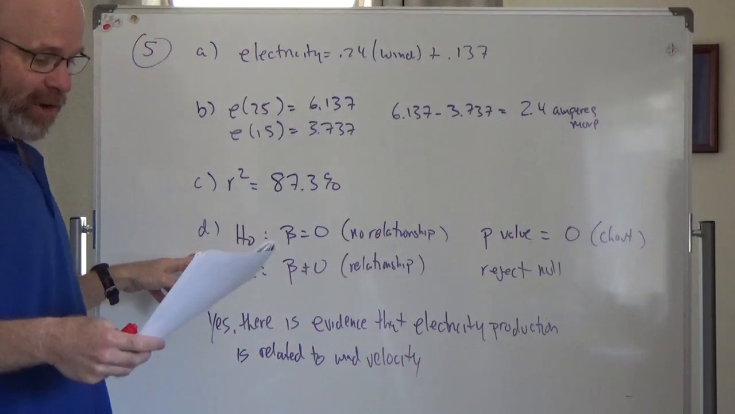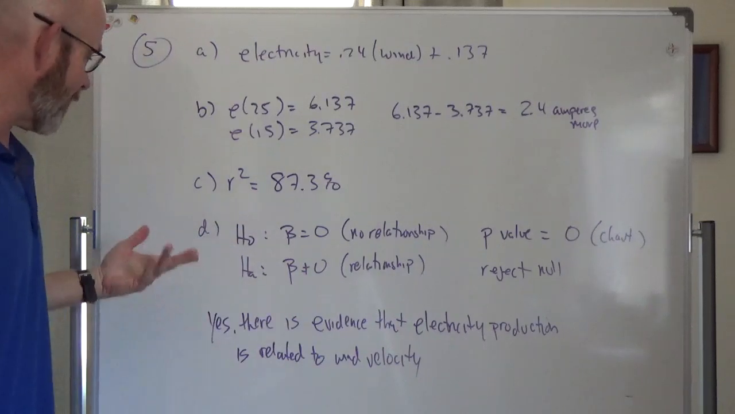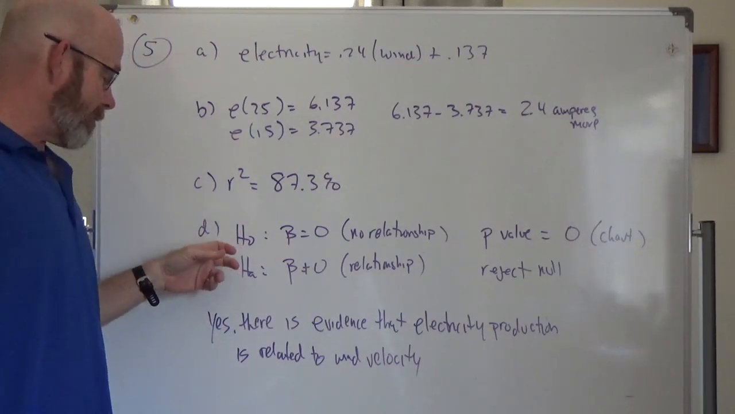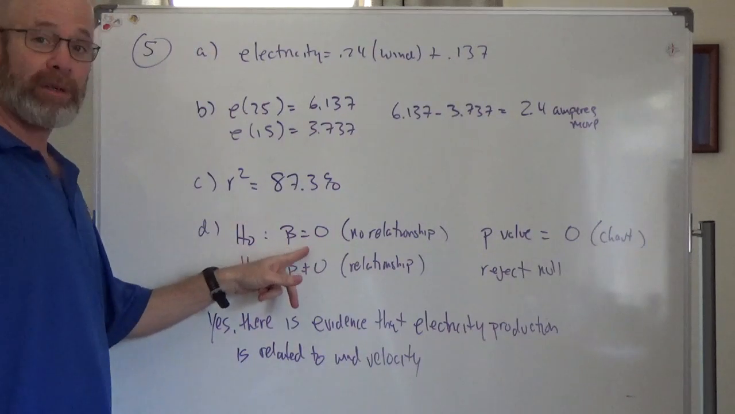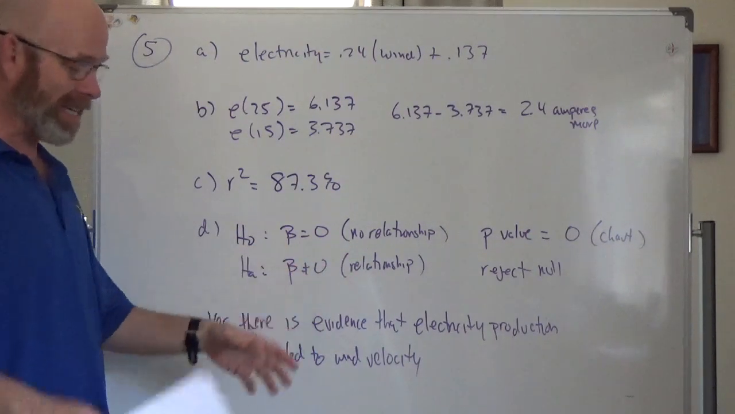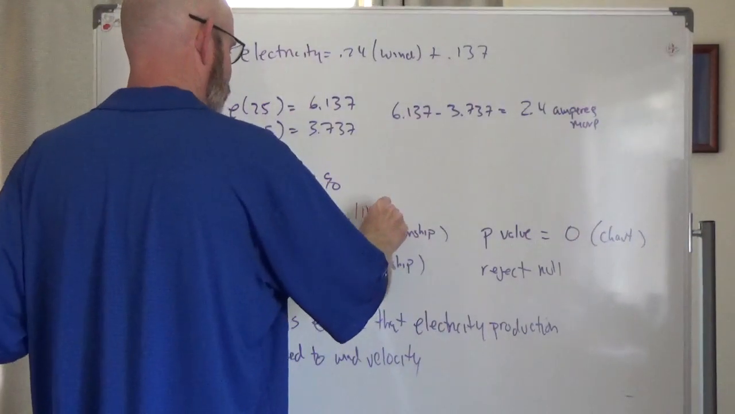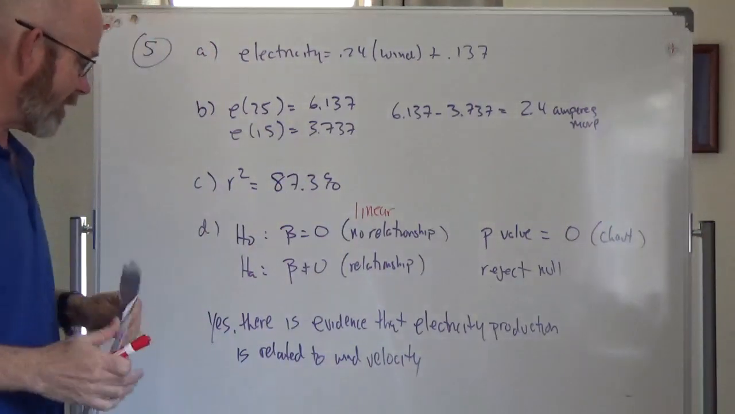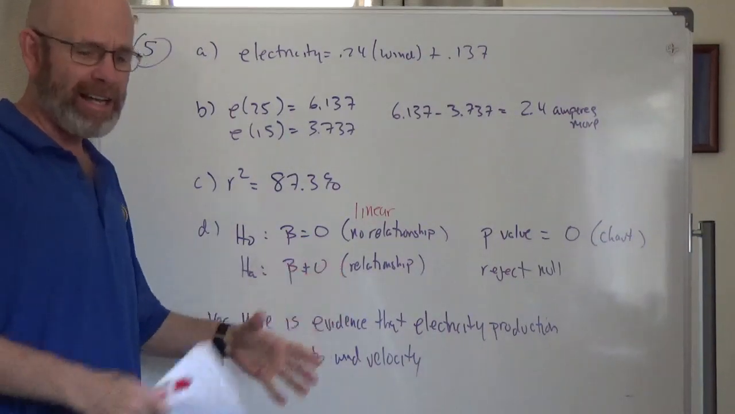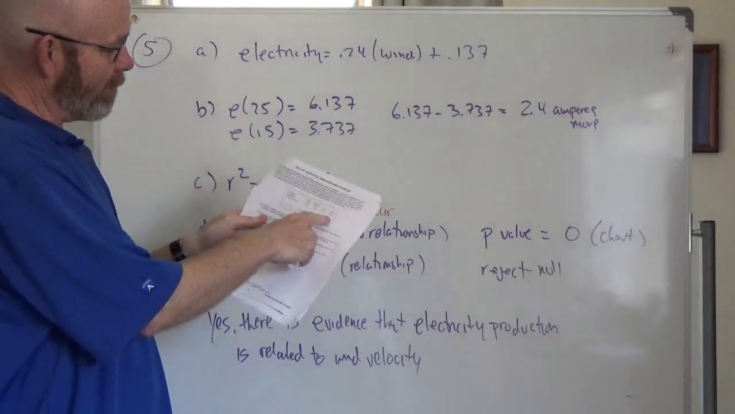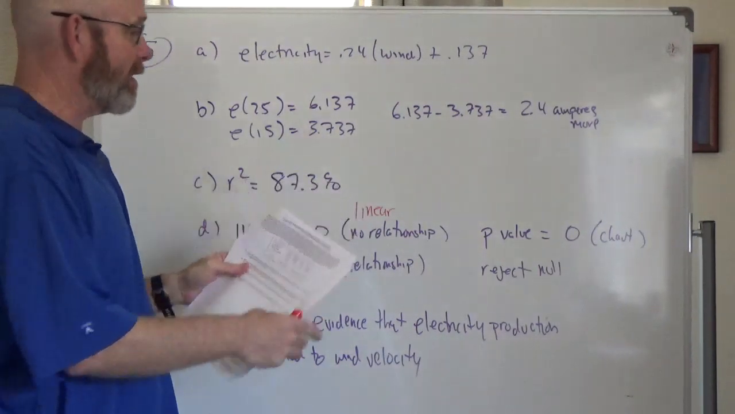And they said, is there evidence that electricity production is related to wind velocity? So just a slope test, basically. The null hypothesis is the slope is equal to 0, no relationship, no linear relationship, I guess I should say. And the alternate hypothesis is the slope is not equal to 0, there's a relationship. You don't have to do the test at all because there's a p-value hiding right here. P-value of the slope is 0. Test statistic is gigantic, 12.6.